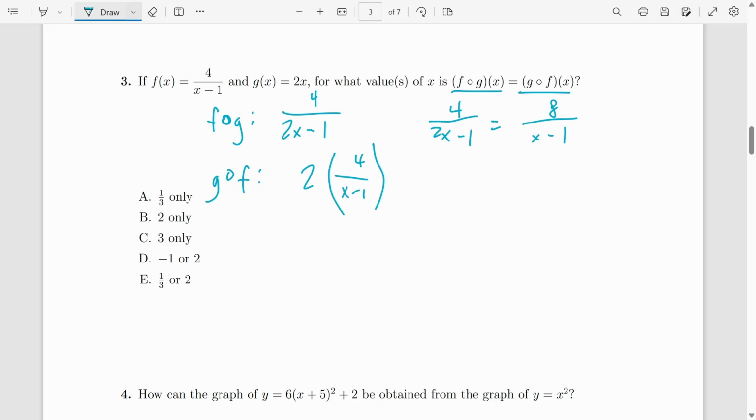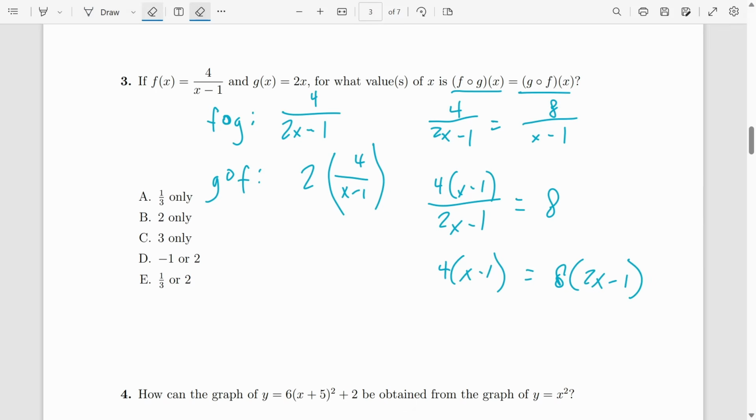I'm going to do this one step at a time. So we multiply both sides by x minus 1. We get 4 times x minus 1 all over 2x minus 1 equals 8. And then we can go ahead and multiply both sides by 2x minus 1 to get it out of the denominator there. We get 4 times x minus 1 equals 8 times 2x minus 1. So there we go. Now that we don't have any fractions anymore, instead of having these big terms here, we could just expand. We can just distribute everything to get 4x minus 4 equals 16x minus 8.